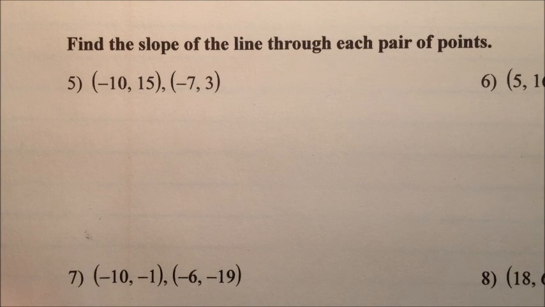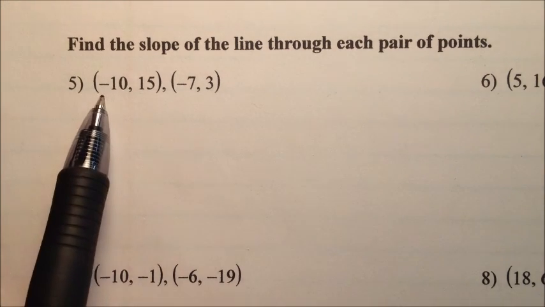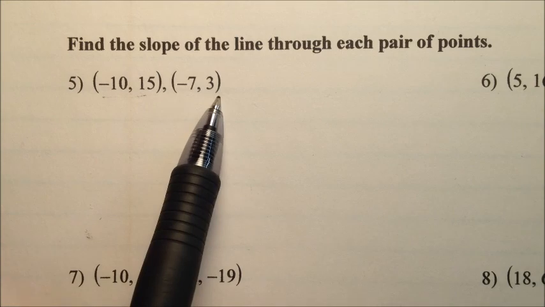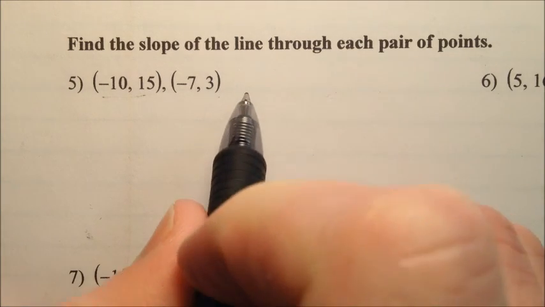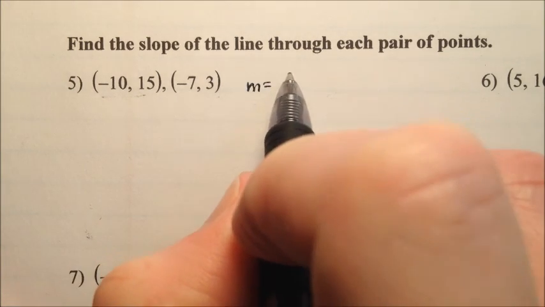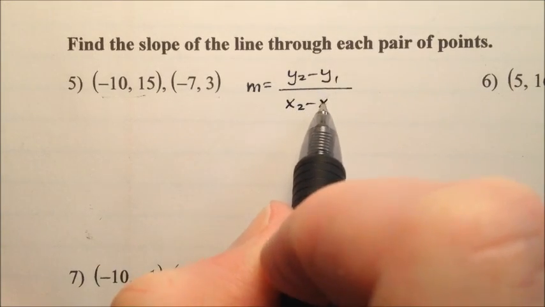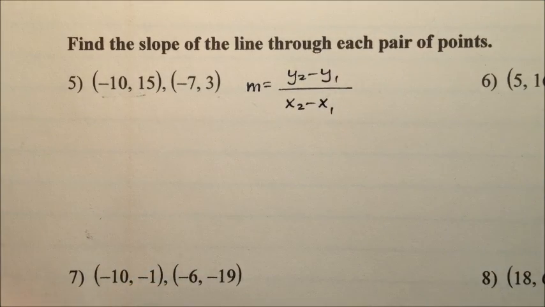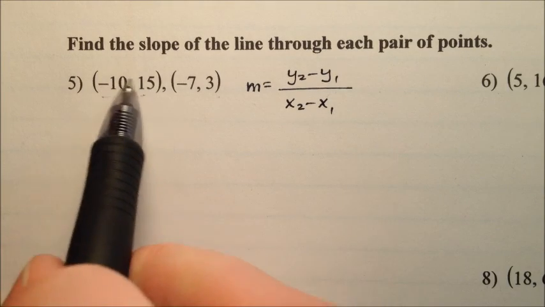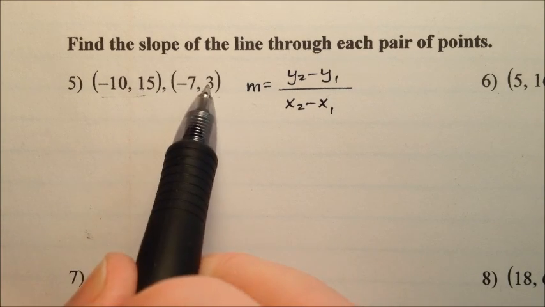In numbers 5 through 8, instead of being given a graph, we're just given 2 ordered pairs. So number 5, the ordered pairs are negative 10 and 15, and then negative 7 and 3. Our formula to find slope is m equals y2 minus y1 over x2 minus x1. We're going to call this first point, point 1, and the second point, point 2.